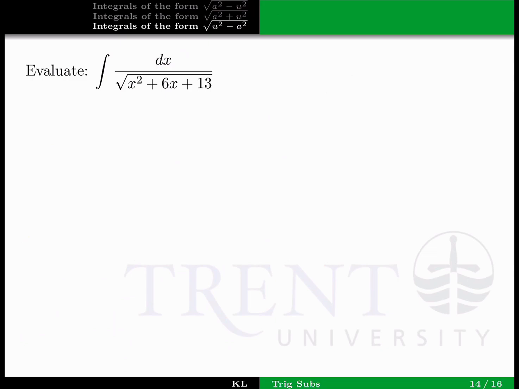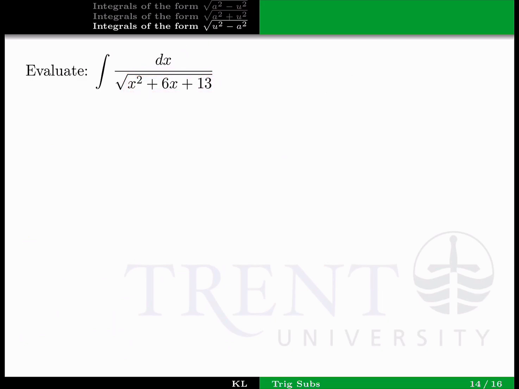Next example, in here we got dx over square root of x squared plus 6x plus 13. So in here we got something in square, but there's another function in here and there's a constant in here. But if you notice, we can find a perfect square of some function from this expression.